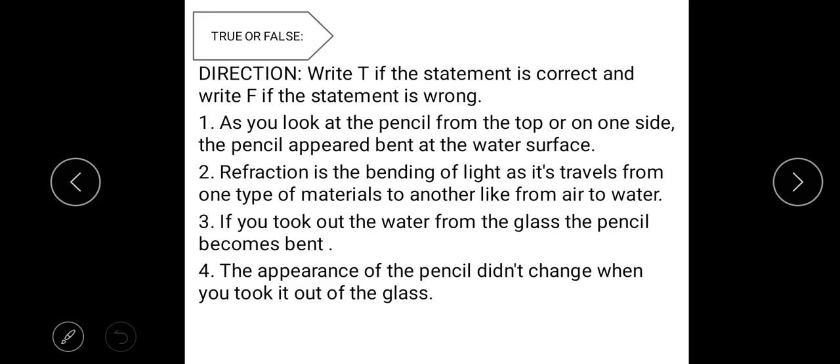Okay, number 2. Refraction is the bending of light as it travels from one type of material to another, like from air to water. Is it true or false? Number 3. If you took out the water from the glass, the pencil becomes bent. Is it true or false? And the last is: the appearance of the pencil didn't change when you took it out of the glass. Is it true or false?